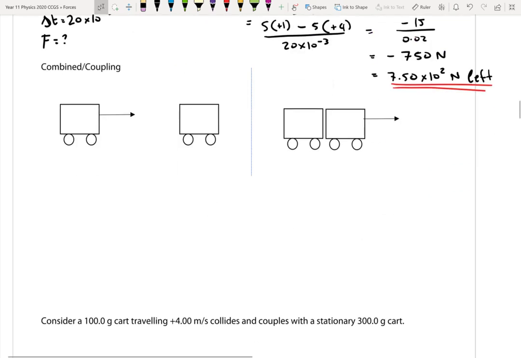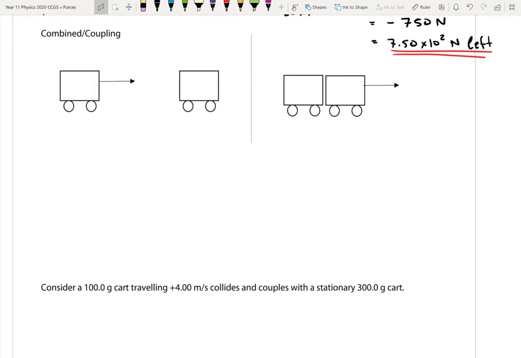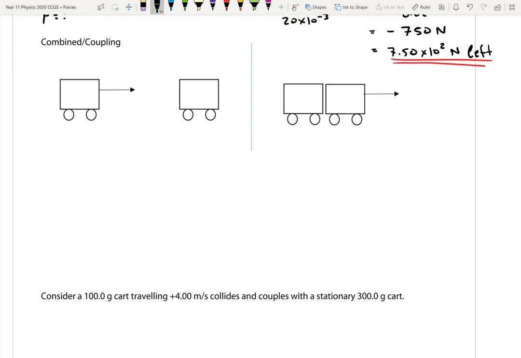So, in a coupling scenario, we're going to write all of the following information down. So, in comes cart number 1. In the applet that I'm about to show you, it changes from a little spring to a little coupling lock, like two train carriages that might connect together. So when they connect together, they don't rebound, they combine. Let's just say that cart number 2 was stationary at the start.